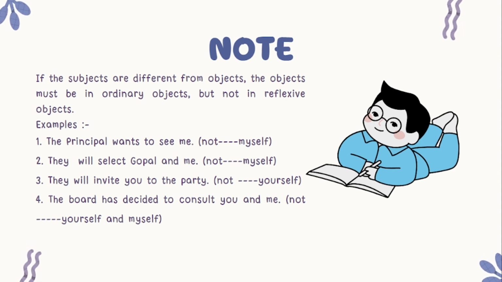Here subject is the board, object is you and me. The subject and object both are different persons. So don't use reflexive pronoun in the place of object.